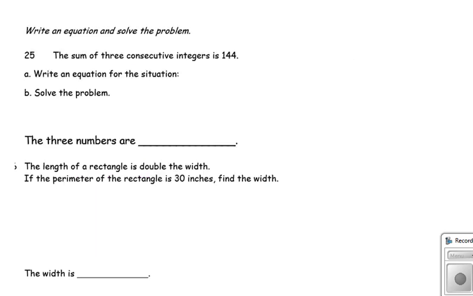Next, write an equation and solve the problem. The sum of 3 consecutive numbers is 144. Write an equation for the situation. The 3 consecutive numbers are added together to get 144. The first is unknown. The second one is 1 more than that one, and the third number would be 2 more than the original. So this is our original equation.